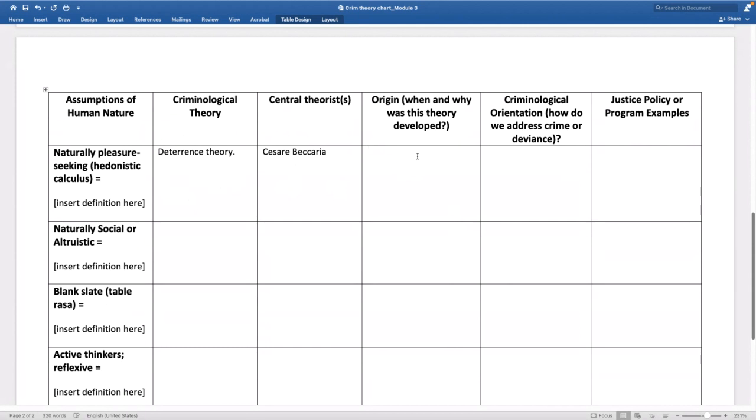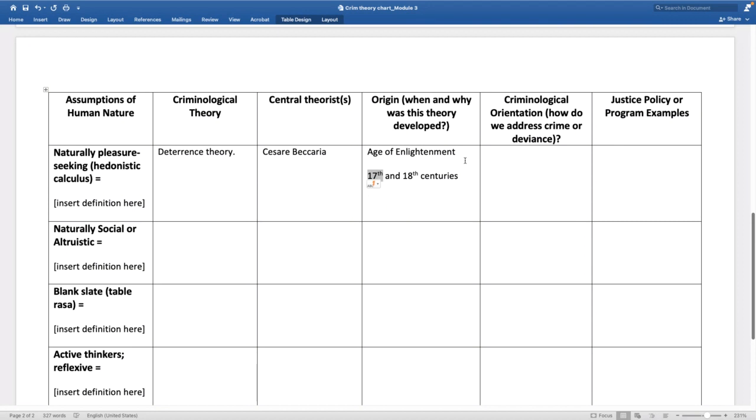Origin. So this theory was developed during the Age of Enlightenment. And again, you would know that if you read your textbook, which you should have at this point. You should have read the textbook before filling out this chart. And that was during the 17th and 18th centuries. So why was this theory developed?